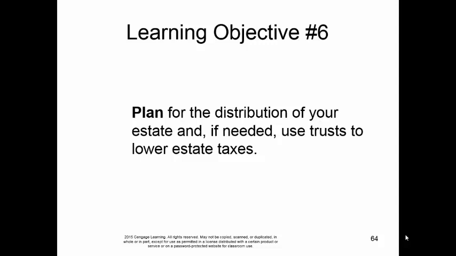Chapter 17, Learning Objective 6: Plan for the distribution of your estate, and if needed, use trusts to lower estate taxes. The second part of that is for the people that are a whole lot wealthier than most of us. Trusts are very expensive to create and administer, so if you're not wealthy, you're probably not going to need to worry about it.